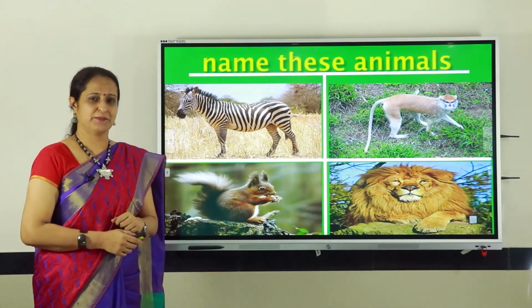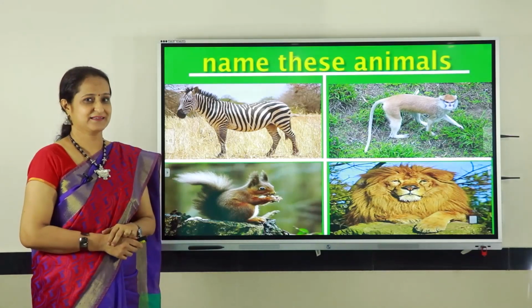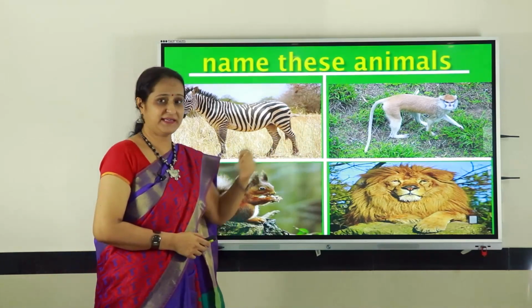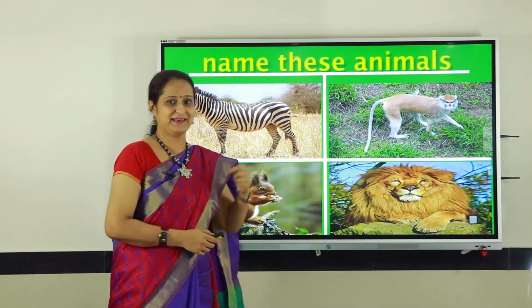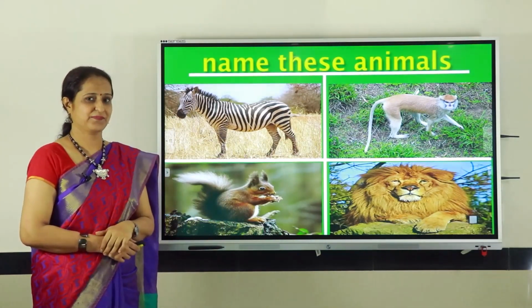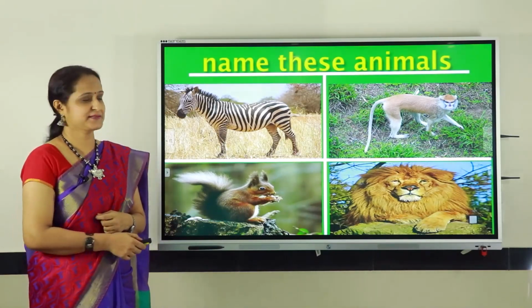I am very sure you know the names of all these animals. Zebra, monkey, squirrel, lion. So these are the names of animals. Now let's see the names of few things.